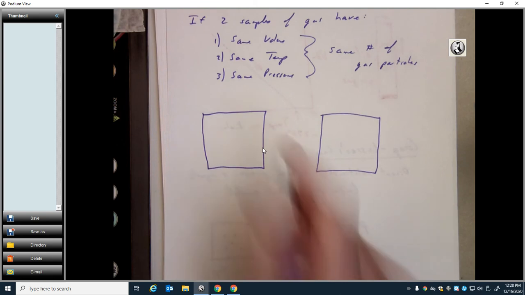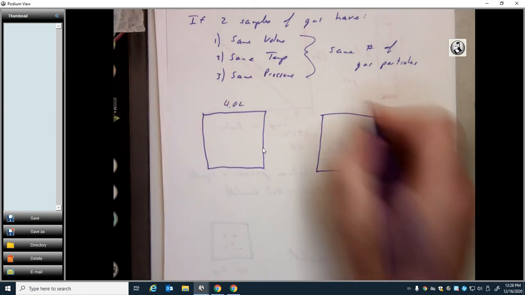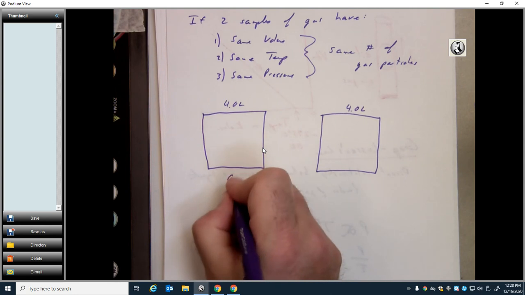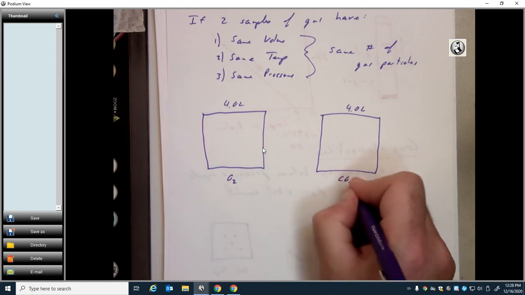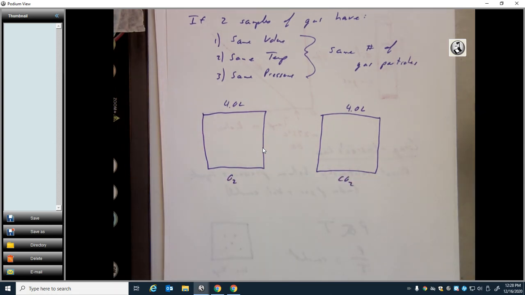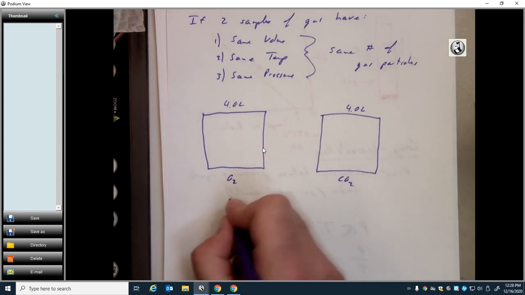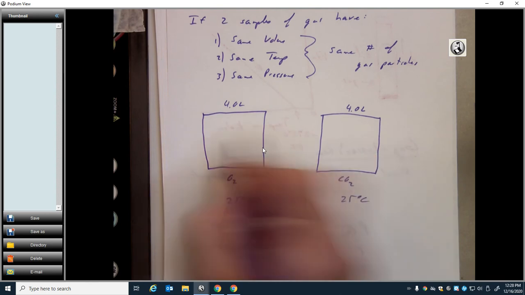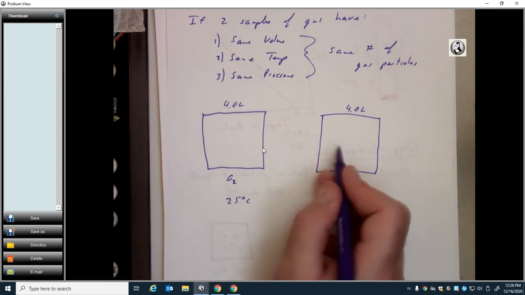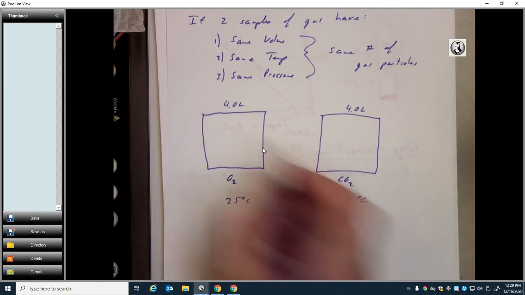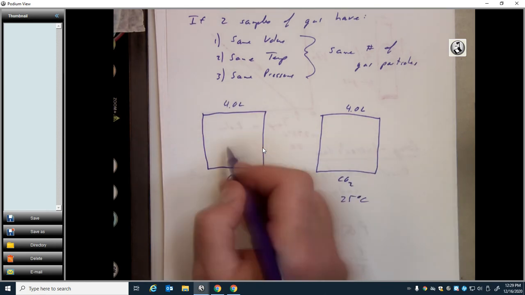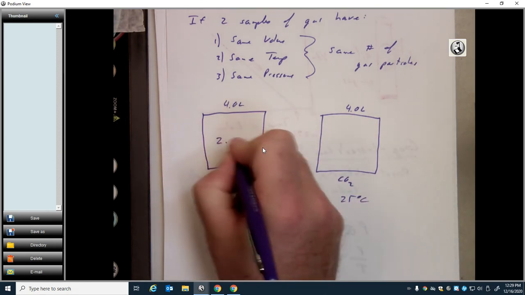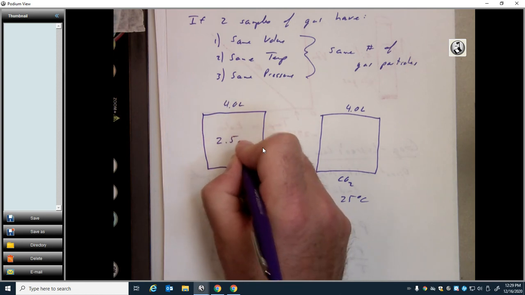So let's say we have two containers. Both of them are 4.0 liters. I don't know, in this one we have oxygen, and in this one we have carbon dioxide. We place both containers at 25 degrees Celsius. So that means the particles are moving the same speed. That's what that means. Okay. They have the same amount of space to travel. Let's say both are producing 2.5 atmospheres.